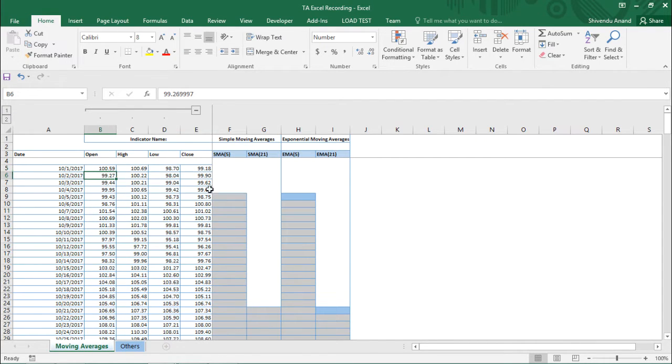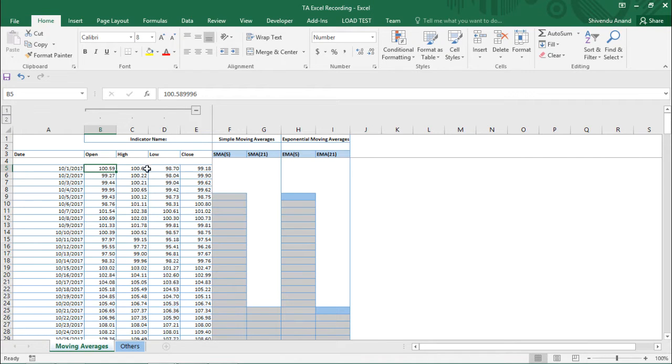Now, if you see in the second data, 99.27 was the open price and the close price was 99.90. This means that the price has actually increased. Depending on this, we can select what should be the color of our candlestick. If the price has increased, it should be green in color. If the price has decreased, it should be red in color.